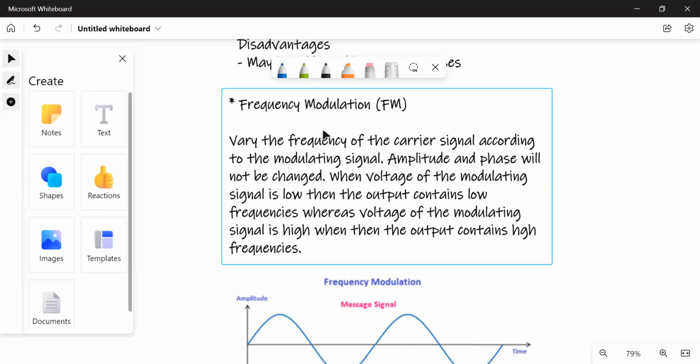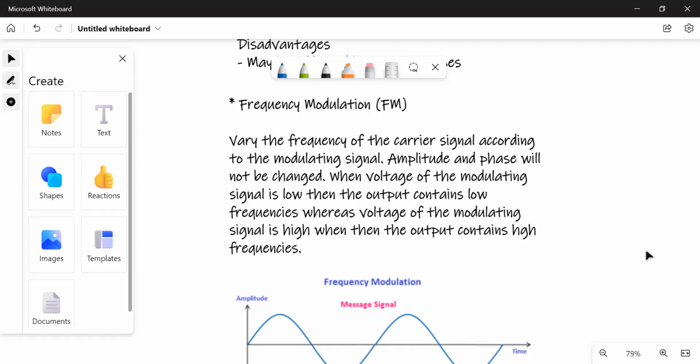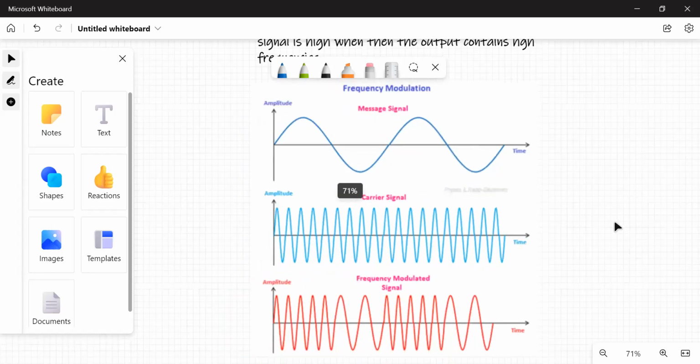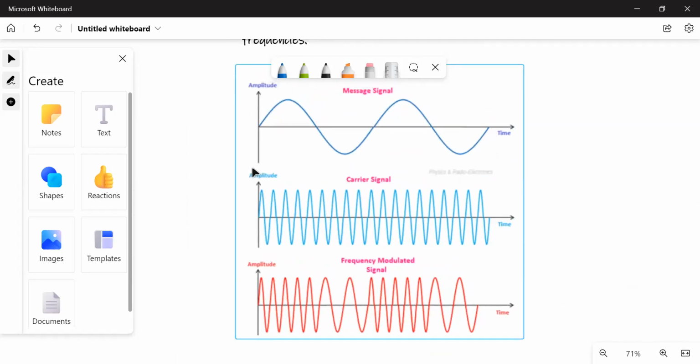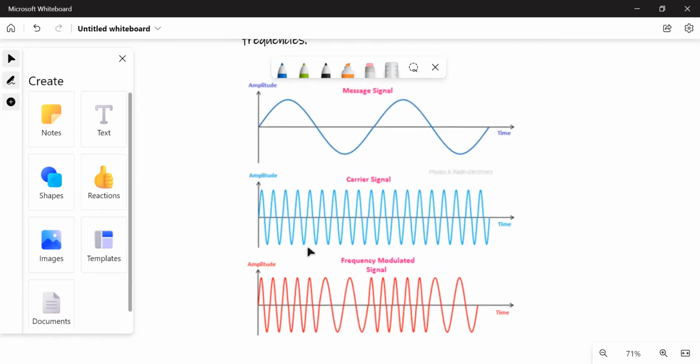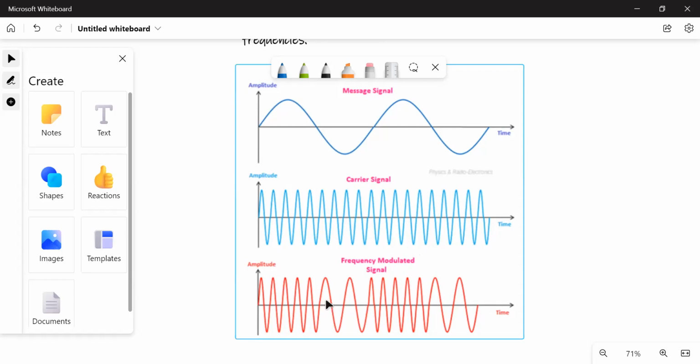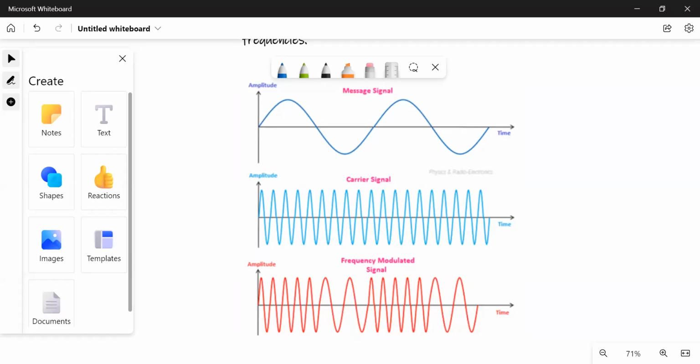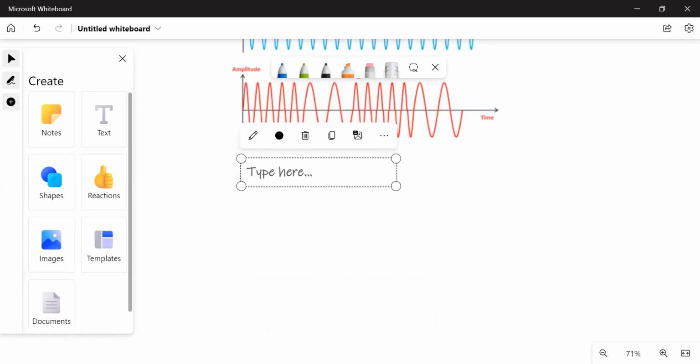So the second one, as we discussed, is called frequency modulation. So in frequency modulation, what happens? We take the frequency of the message and the frequency of the carrier is combined along the frequency. And then we'll get the modulated signal. Right. Next we want to discuss the advantages and disadvantages of this technique.